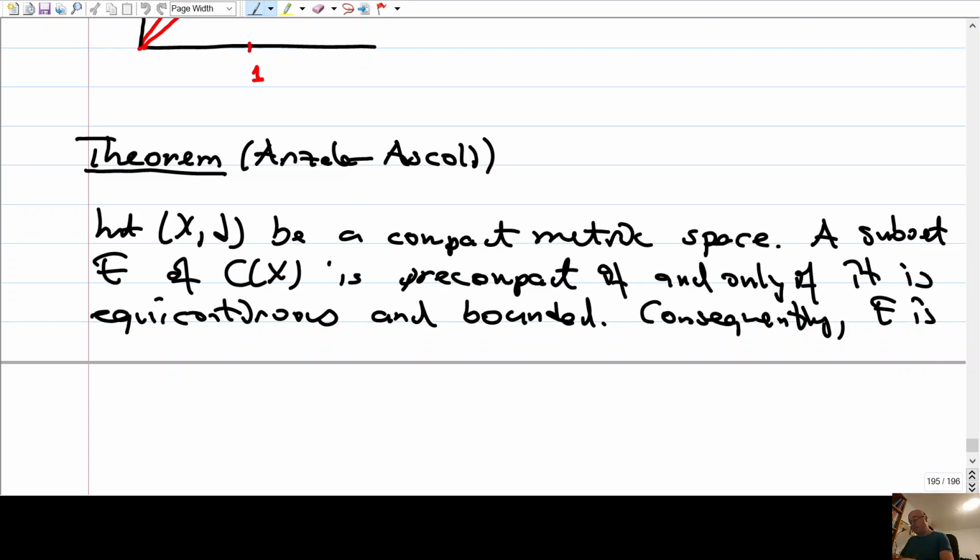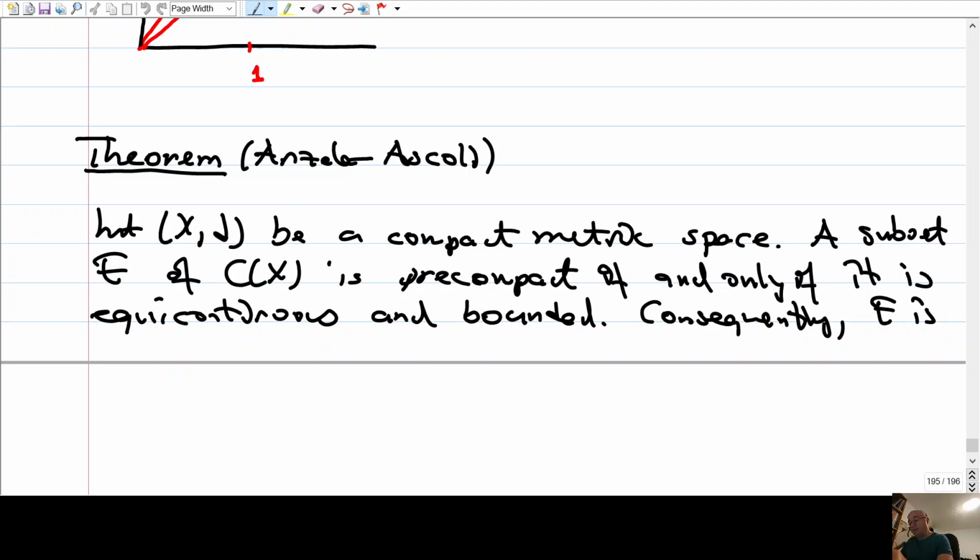Alright, so last time we were discussing the Arzela-Ascoli theorem. It describes compact subsets of the complete metric space of continuous functions on a compact metric space, right?